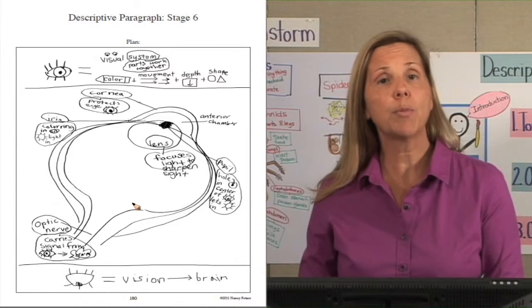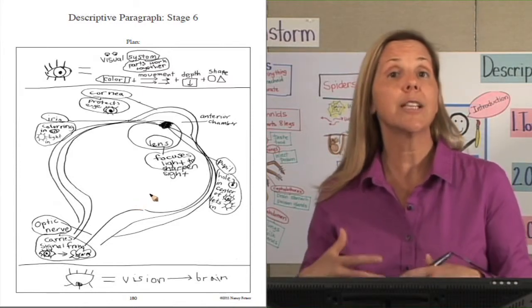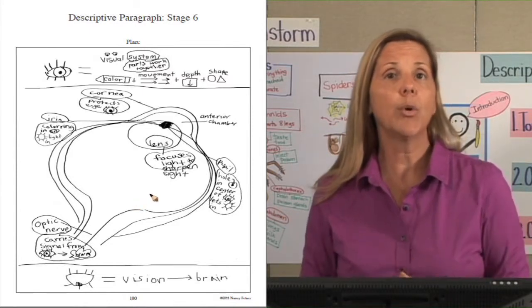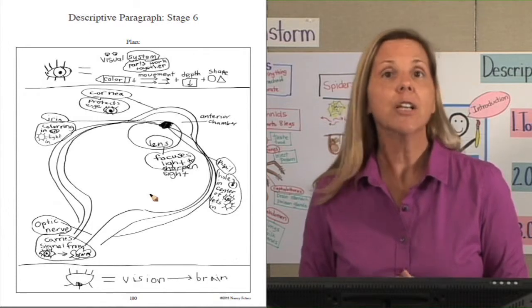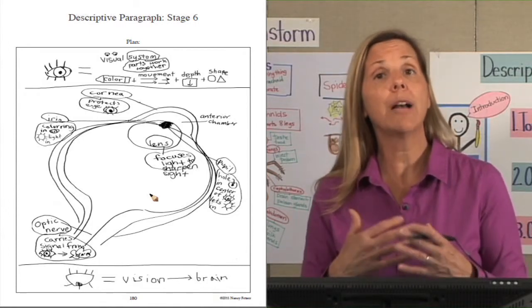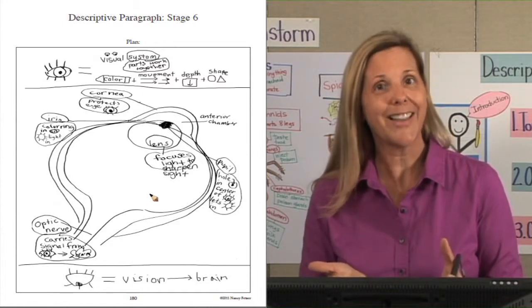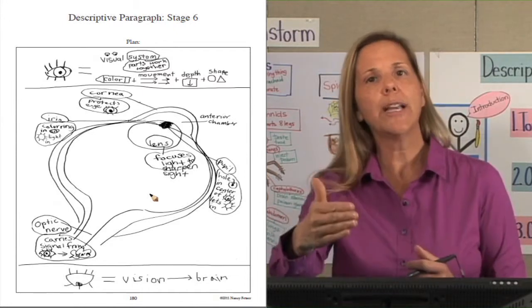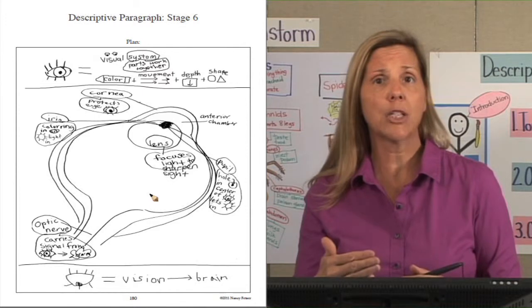Although this is a description of an eyeball, our demonstration lesson will use another subject. We're going to continue with the spider, just like we did in stage 5. But we'll be writing a descriptive paragraph of a spider in our demonstration lesson, so that you can see how the brainstorm connects to your actual writing.